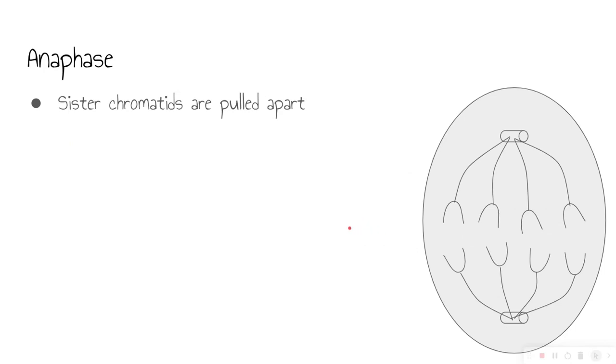Then next, we're going to go into anaphase. And in anaphase, these sister chromatids are pulled apart. And I remember that A is for anaphase, A is for apart. So in anaphase, our sister chromatids are going to be pulled apart here. So they were in the middle during metaphase, and now we're in anaphase. They're pulled apart. And we can see these microtubules that are connected to the sister chromatids here.